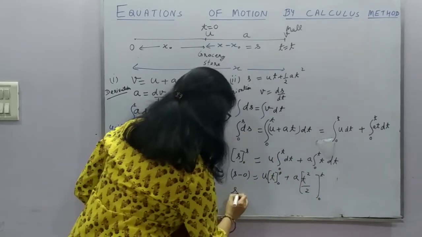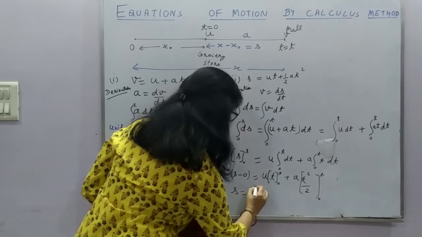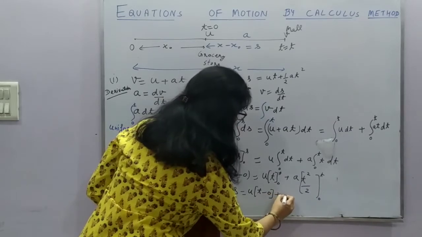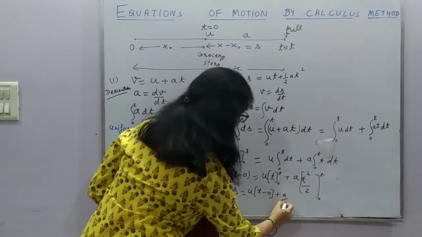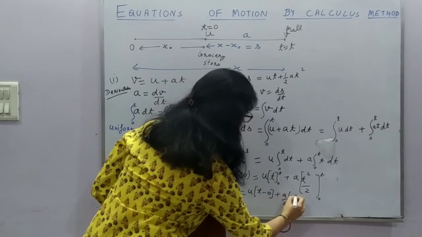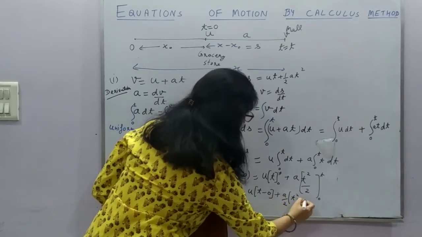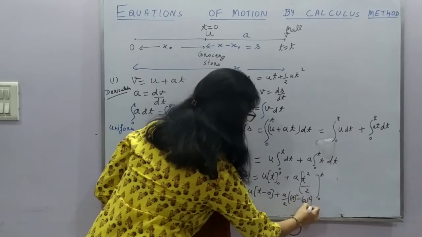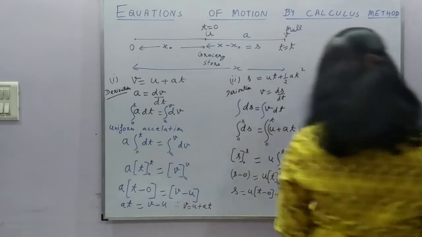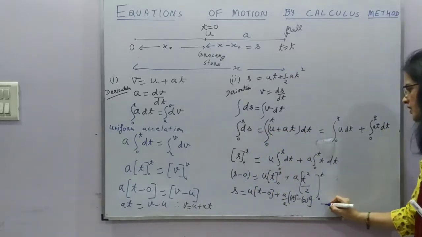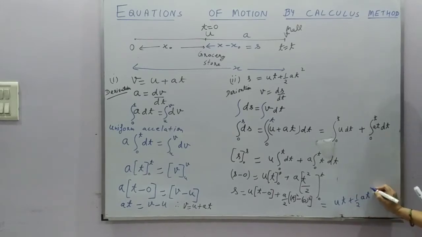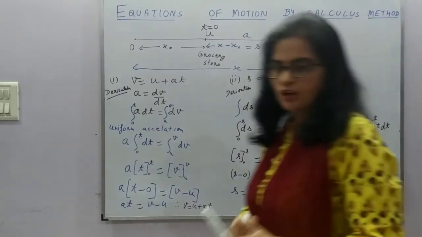So here the left side is s is equal to u, upper limit is t minus lower limit is 0, plus a, the 2 can be taken outside, and here upper limit is t square minus lower limit is 0 square. So if we solve it, what will be our expression? This will be ut plus half a t square. So this is our second equation of motion.